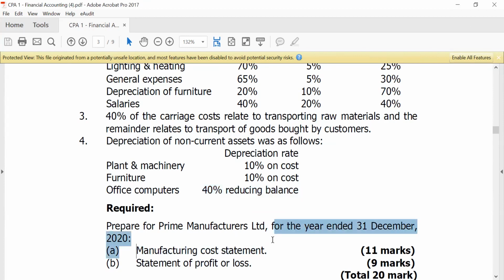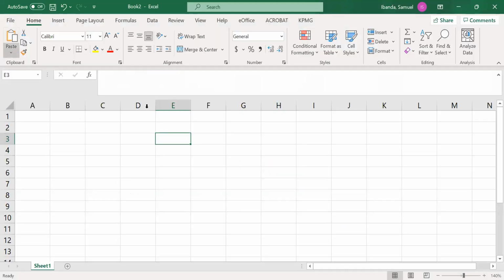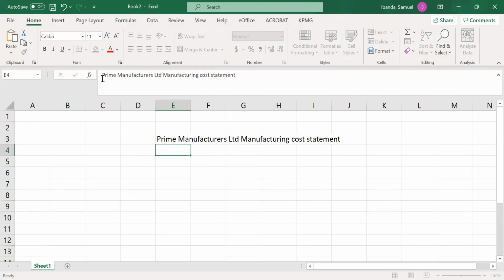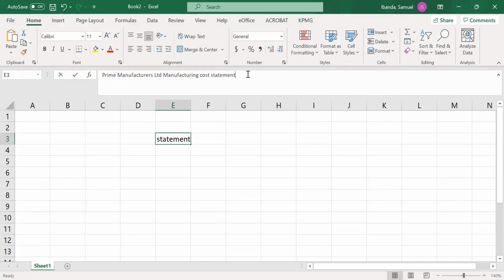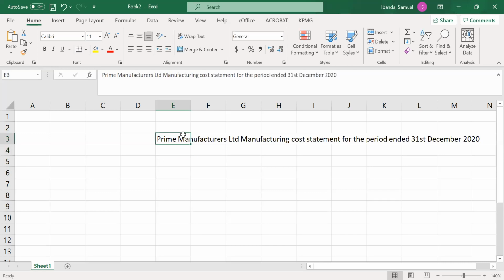So yes, this is Prime Manufacturers Limited. This is a manufacturing cost statement for the period ended 31st December 2020. Okay.